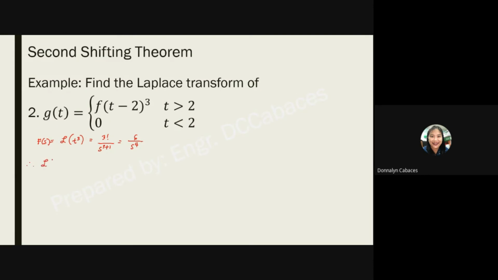And therefore, the Laplace of g of t would be equal to e to the negative as. Your a here is 2. So e to the negative 2s times your F of s, which is 6 over s to the 4th. Therefore, this is simply equal to 6 e to the negative 2s over s to the 4th. Okay, that is your second shifting theorem. Second shifting because we had the determination of the Laplace transform of the new function. So you have here two functions actually, your function f of t and your g of t. That is the second shifting theorem.